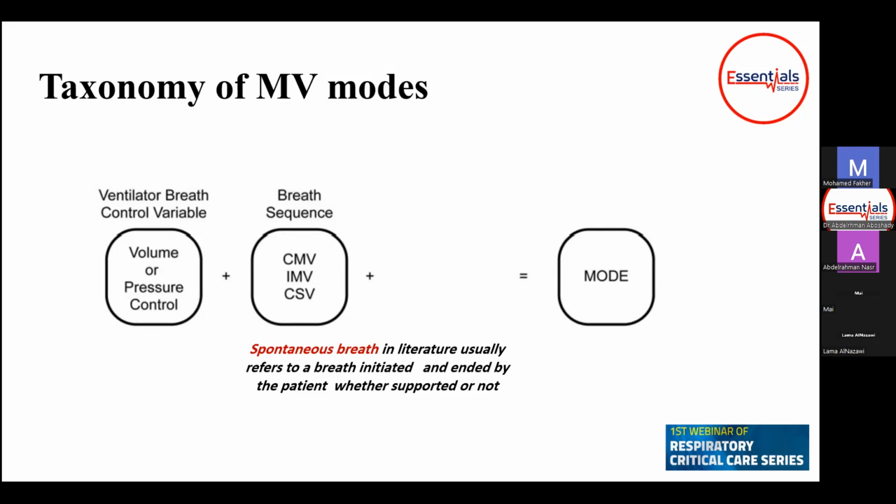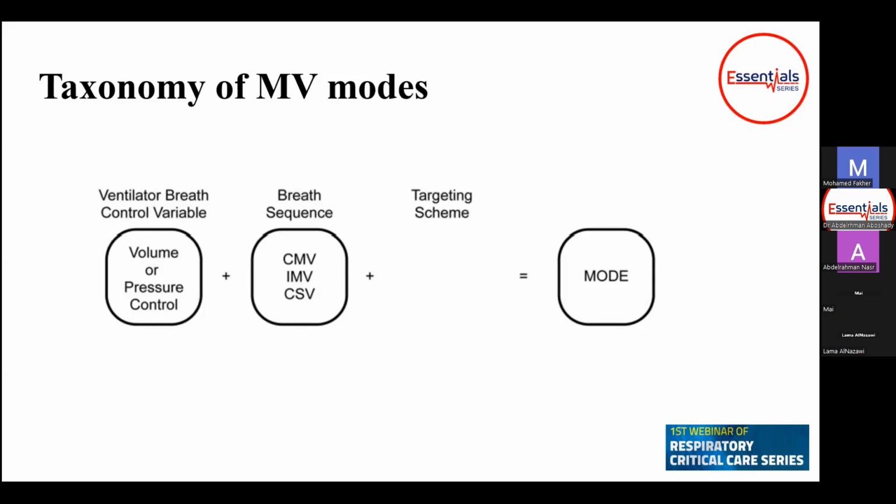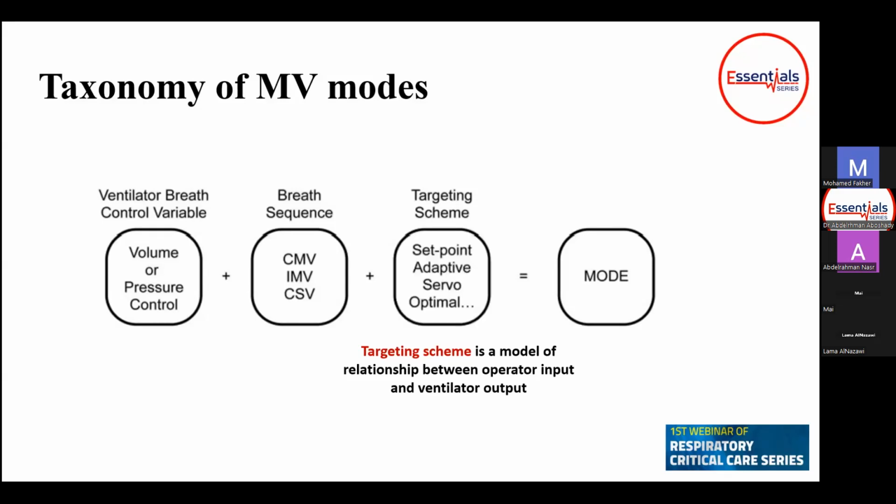The last component of the taxonomy of modes is called the targeting scheme. The targeting scheme is the relationship between the operator input, the settings that the RT or the doctor sets on the ventilator, and the output that happens on the ventilator. And we have seven targeting schemes, or seven models the ventilator can use to translate the input of the doctor so we get an output in the patient. The first one, which is the most commonly used by us, is the set point.